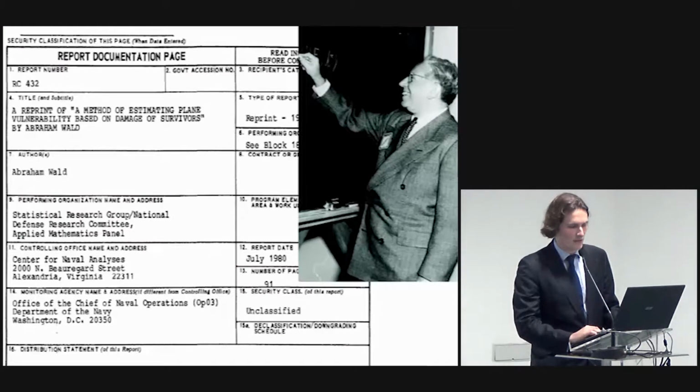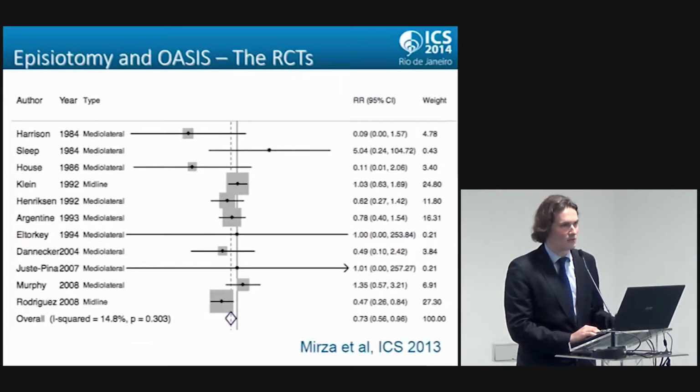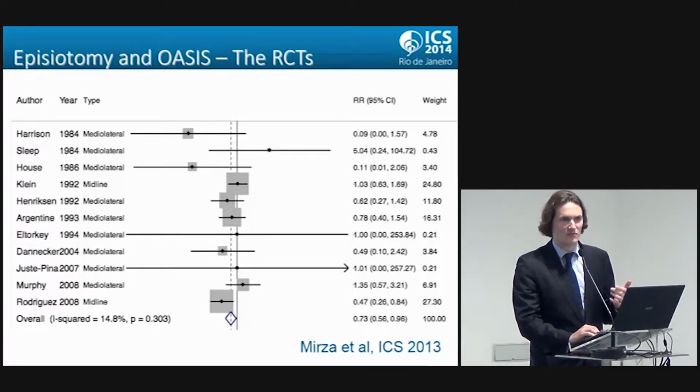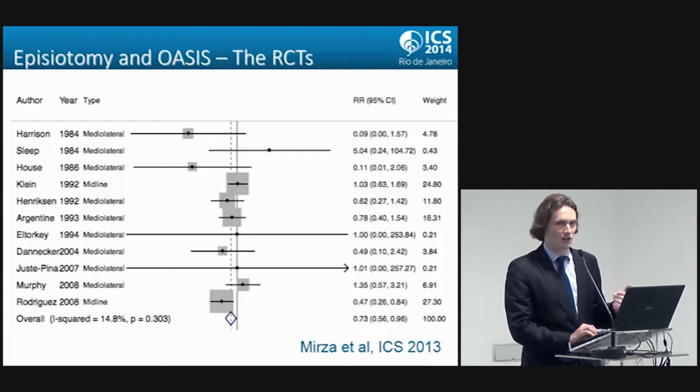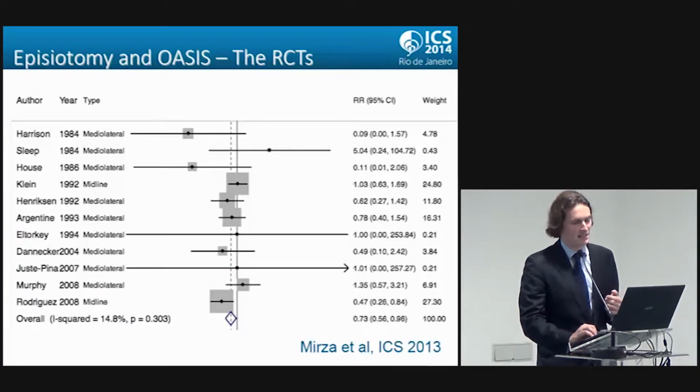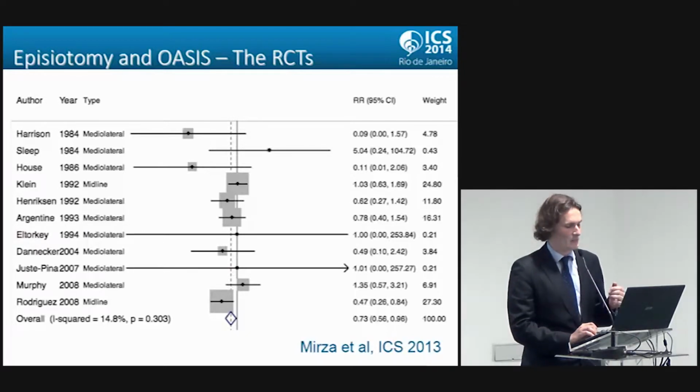We have almost no evidence from randomized trials about risk factors for OASIS. This one topic, the use of episiotomy, has been extensively studied, and I'll start here. So these are all trials of restrictive use of episiotomy versus routine use of episiotomy, mainly for first-time mothers. And this work was presented by our group at ICS last year as an up-to-date systematic review.